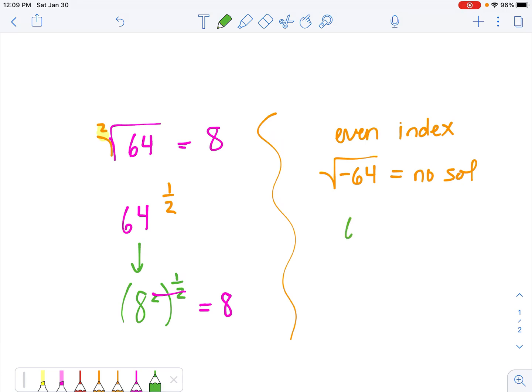We want to think of it then, if we had negative 64 in parentheses to the 1/2, we have to make the connection that those mean the same thing. If we have an even index, and we have a negative base, and that negative is in parentheses being applied to that exponent, then we would have no solution.